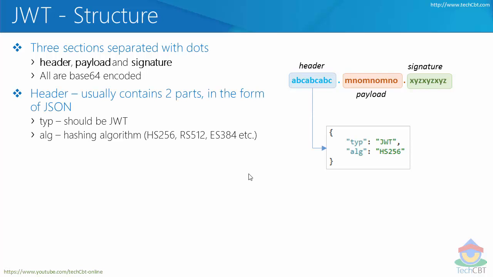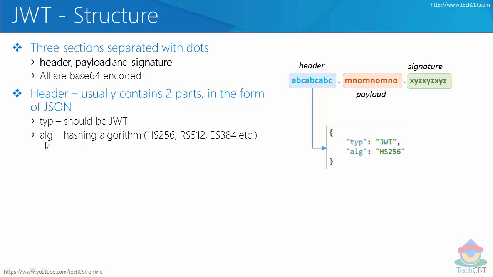So the next thing is the header. The first section, whatever we would like to discuss here as part of the three parts, is the header. The header is usually a JSON object which contains at least two parts. It can also have other things, but usually any JSON Web Token will have a header which has at least two entries. The first one is type, which means what type of data it is representing. In this case it is JSON Web Token, so type is JWT always.